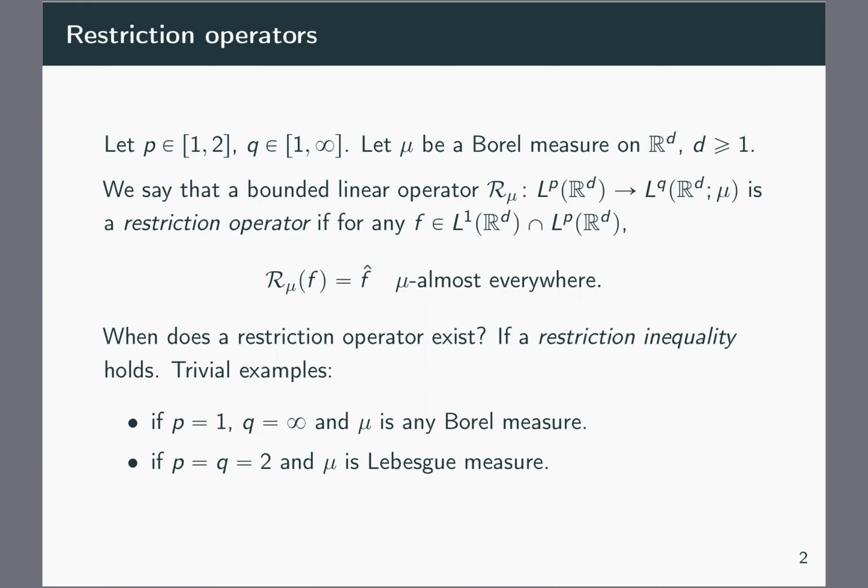First of all, this condition makes sense because for an integrable function its Fourier transform is defined at every point. So in particular we can talk about values mu almost everywhere. Of course, the main way to obtain a restriction operator is by proving a restriction inequality on some dense subset of L^p. That's how we usually do it.